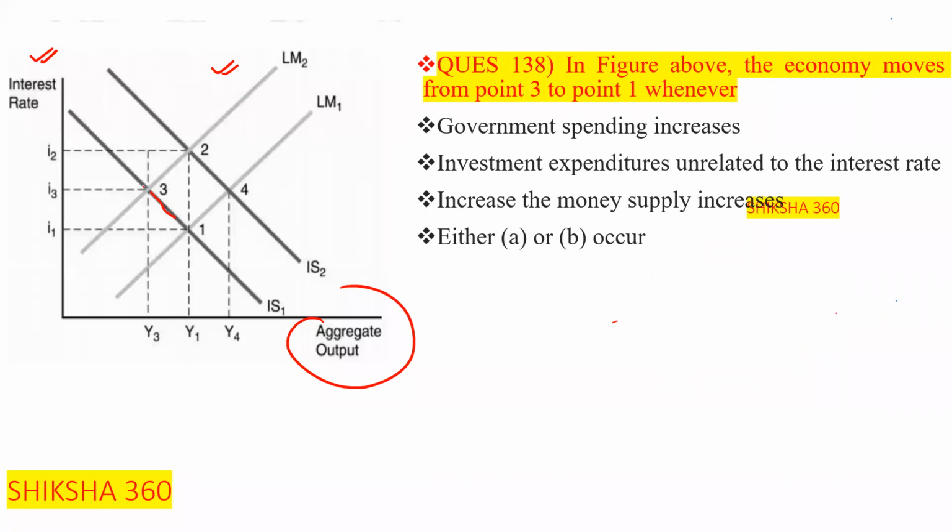So when they are shifting, that is interest rate I2, I3, that is the interest rate. Here the interest rate goes down when we are going from point 3 to point 1. The interest rate is going to decrease and the income is going to increase, clear?